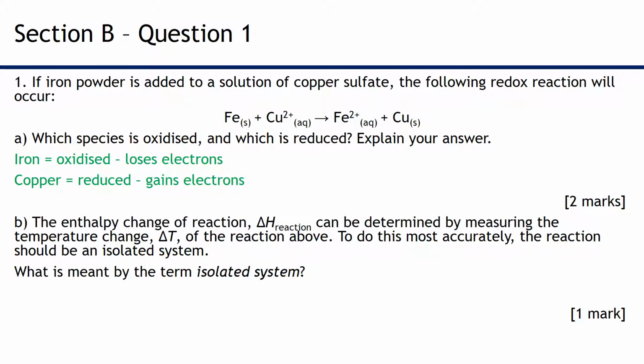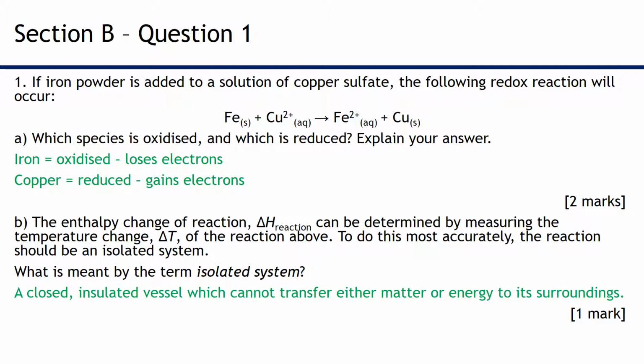Then in part B, you're told that the enthalpy change of reaction, delta H reaction, can be determined by measuring the temperature change, delta T, of the reaction above. To do this most accurately, the reaction should be in an isolated system. What is meant by the term isolated system? So this is a recall of a definition, and that definition that you're trying to recall is a closed insulated vessel which cannot transfer either matter or energy to its surroundings.